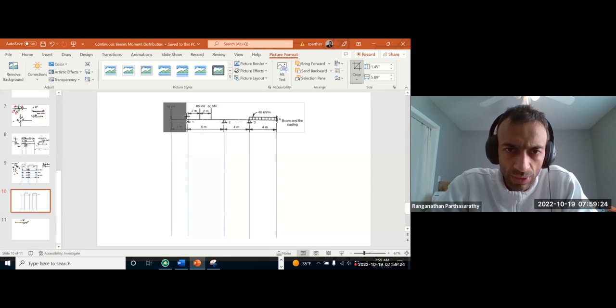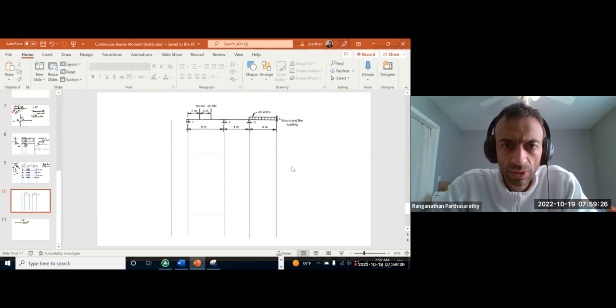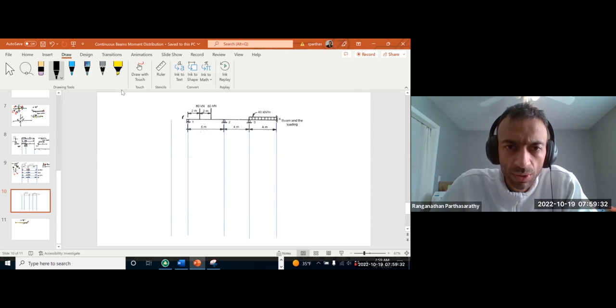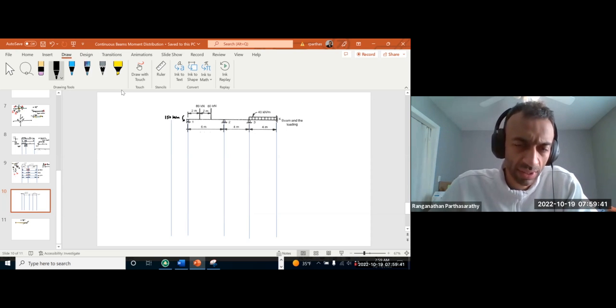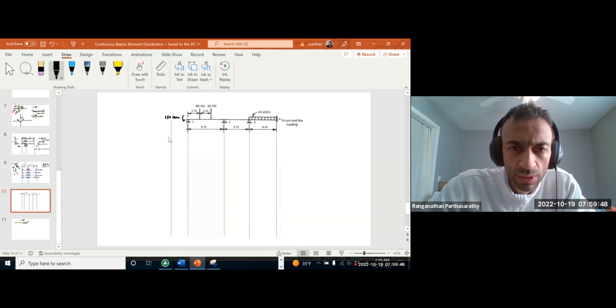So here 40. So this should be the value here. It cannot change. Let's write the relative stiffnesses.